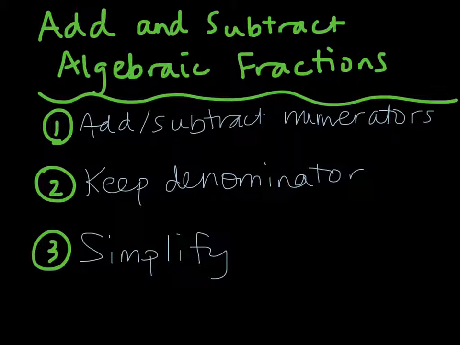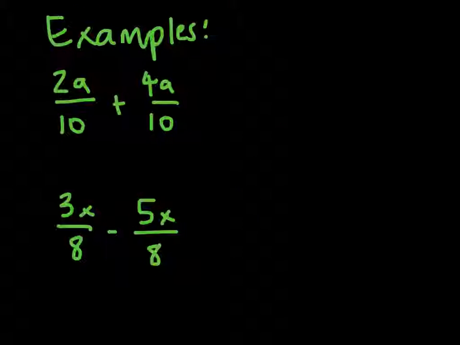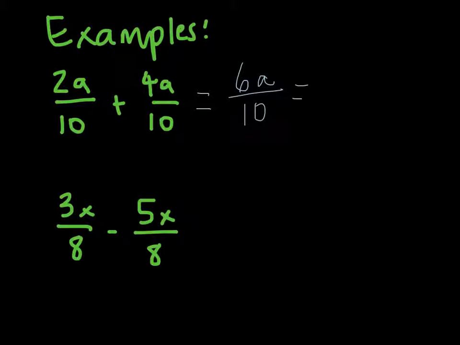All right, the last thing we're going to look at is adding and subtracting algebraic fractions. Same idea. Add or subtract your numerators, keep the same denominator, and simplify your answer. All right, so let's look at some examples. 2a over 10 plus 4a over 10. Add my numerators. 2a plus 4a will give me 6a over 10. I can simplify by dividing 6 and 10 by 2, which would give me 3a over 5.